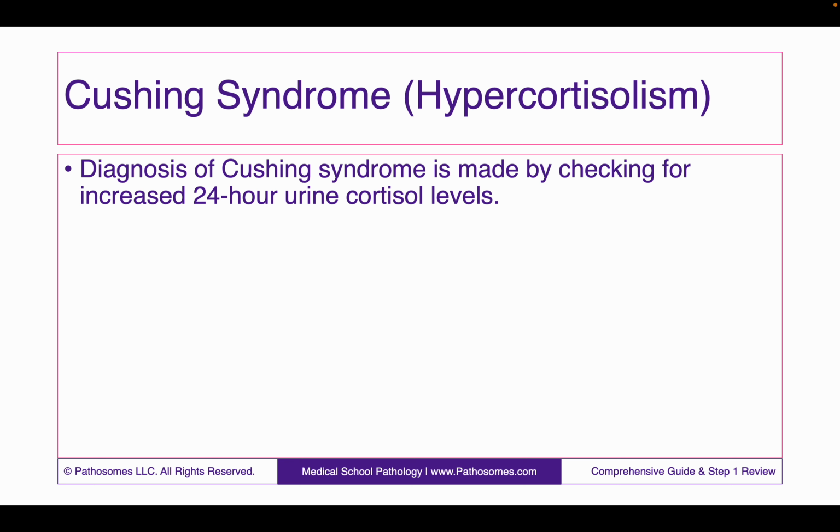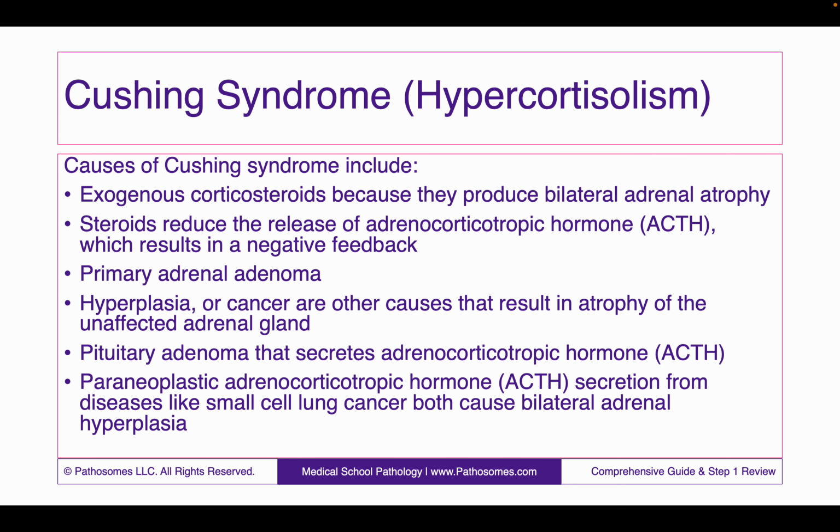Diagnosis of Cushing syndrome is made by checking for increased 24-hour urine cortisol levels. Causes of Cushing syndrome include exogenous corticosteroids because they produce bilateral adrenal atrophy. You'll see that. Steroids reduce the release of adrenocorticotropic hormone, which results in a negative feedback.